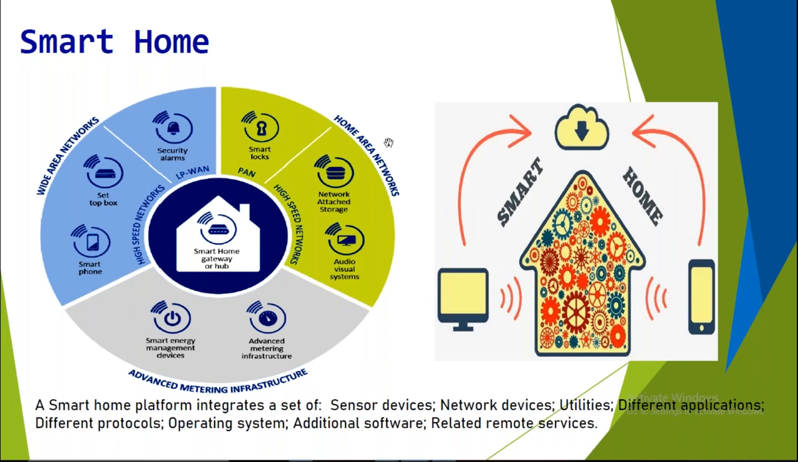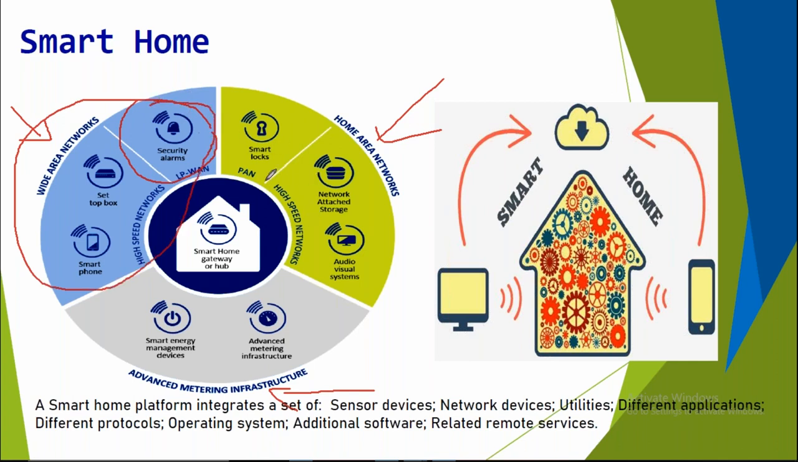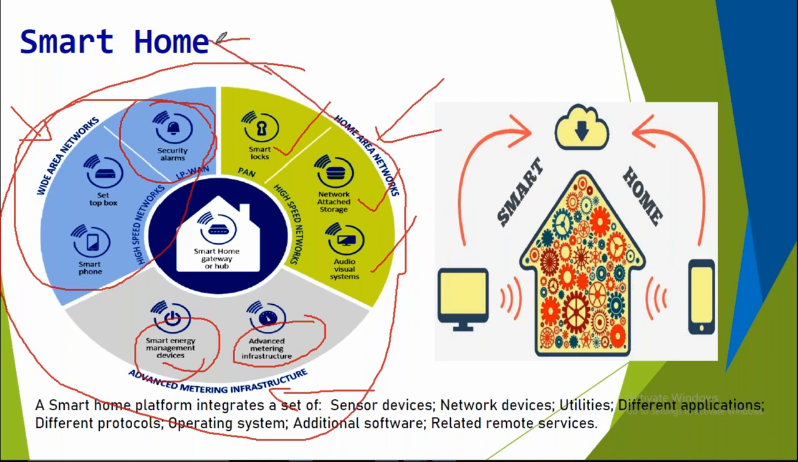Here it can be divided into wide area network, home area network, and advanced metering infrastructure: home area network, HAN, wide area network, WAN, and advanced metering infrastructure. All these three combined together. So wide area networks, maybe a smartphone, set-top box, and LPWAN, the low power wide area network. Here there are low power security alarms. All these things come under home automation. And then personal area networks, home area network, and high speed network, network catalog storage, audio visual systems, smart locks, and smart energy management devices, interconnecting advanced metering infrastructure, thereby the entire configuration becomes the smart home.